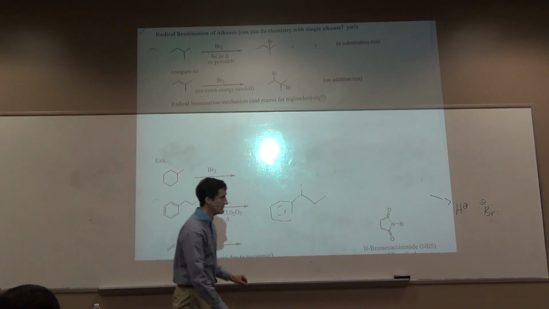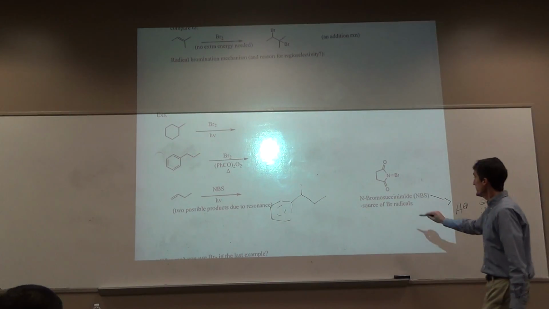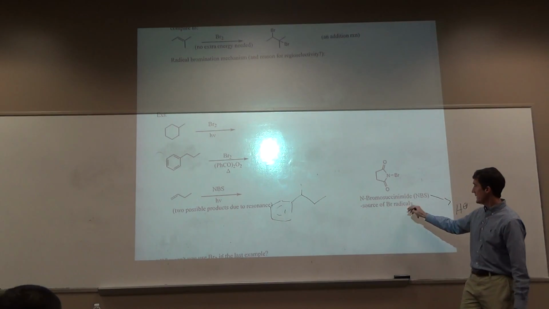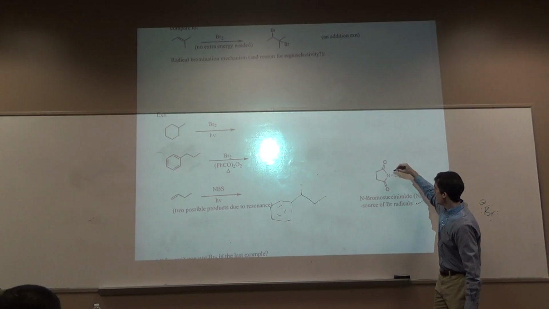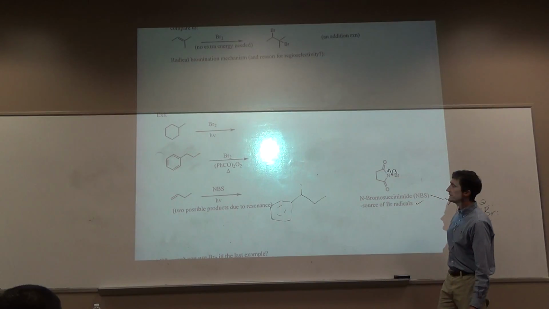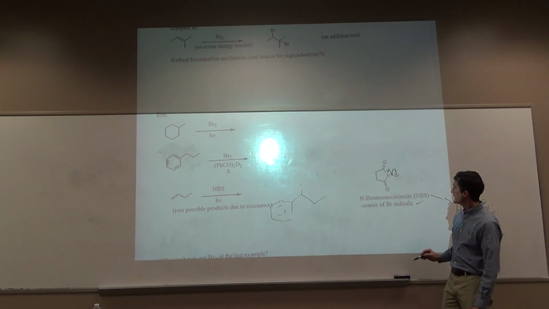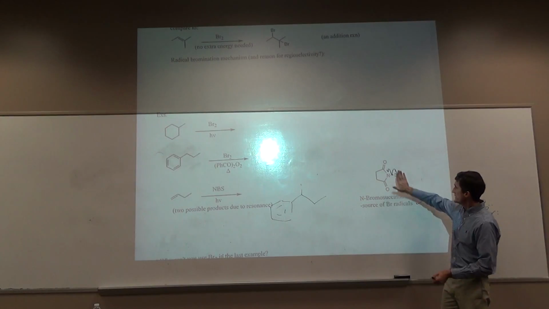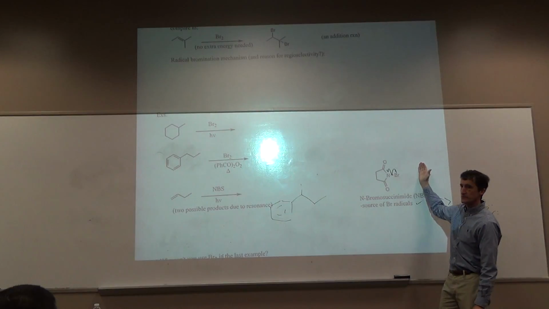Okay, down here, what is NBS? N-bromosuccinimide. It's a source of bromine radicals. I'm not going to tell you anything more than that. But this bromine-nitrogen bond will homolytically cleave under the right conditions, and you can produce bromine radicals. Okay? If that was an H, that would just be succinimide. This is N-bromosuccinimide.